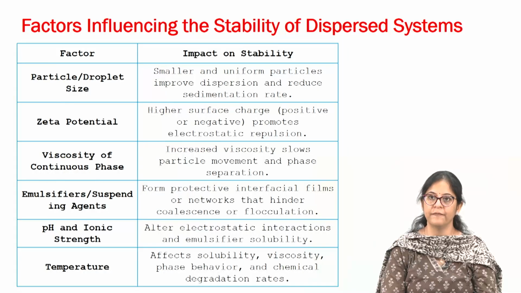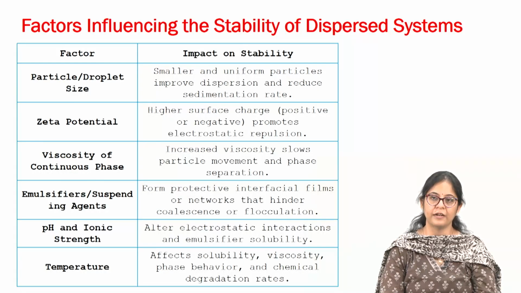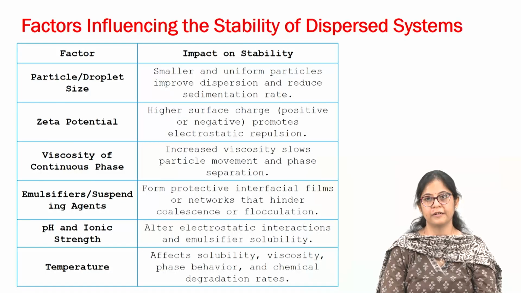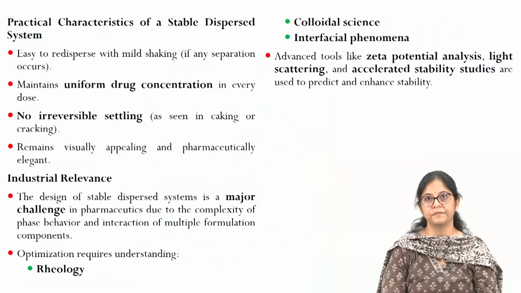pH and ionic strength: these alter the electrostatic interactions and emulsifier solubility. Temperature: this affects solubility, viscosity, phase behavior and chemical degradation rates, because with temperature the viscosity decreases and the settling rate of the particles increases, and hence separation of phases occurs. So, temperature has a direct impact on viscosity. Also, it enhances the solubility of the ingredients, which can lead to solubilization and, upon reduction, precipitation. Also, chemical degradation can happen with temperature.